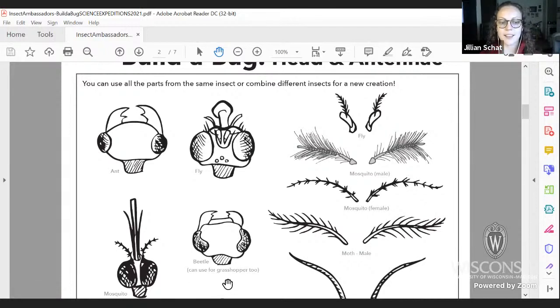Down here, we have a head that also has these fantastic mandibles, really big compound eyes, and this is generally what something like a beetle or a grasshopper might look like.